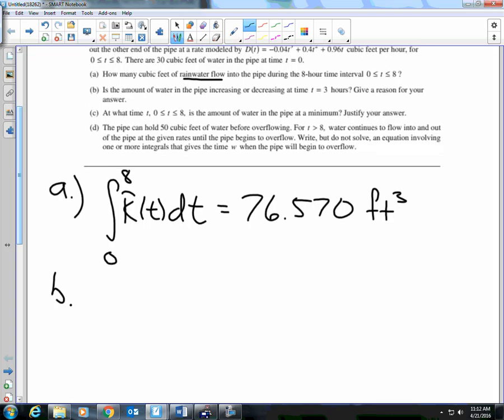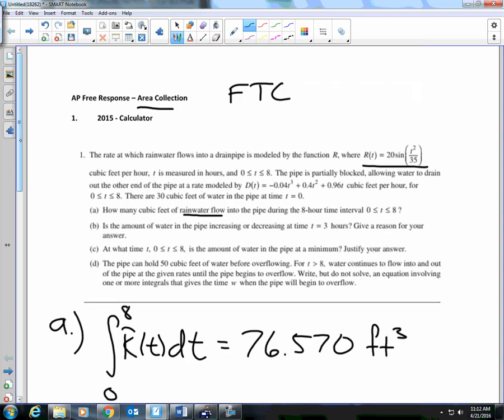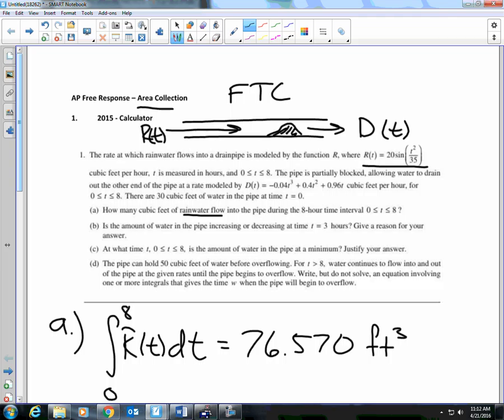B says, is the amount of water in the pipe increasing or decreasing at time equals 3 hours? We could just take a guess, and if we got it right, they would give us a point, maybe. But we have to come up with something to justify our answer. So let's think about it. We have this pipe, and what do we have in the middle of the pipe? A blockage, right? You have water coming in at a certain rate, and water draining at a certain rate as well.